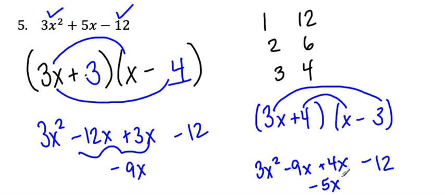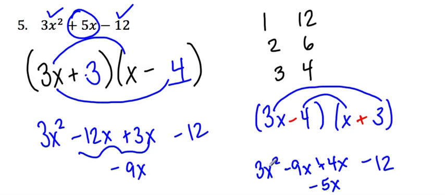So my first and last terms work. My negative 5x is pretty close, but it needs to be a positive. So how do I make something to be a positive? I leave my numbers where they are, and I just change the signs. So here I would make this a negative and this a positive. Because what would that do?